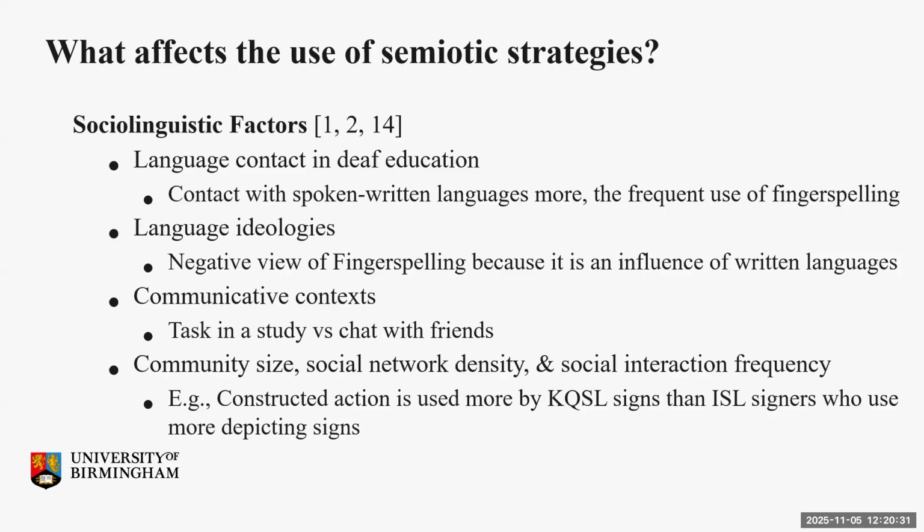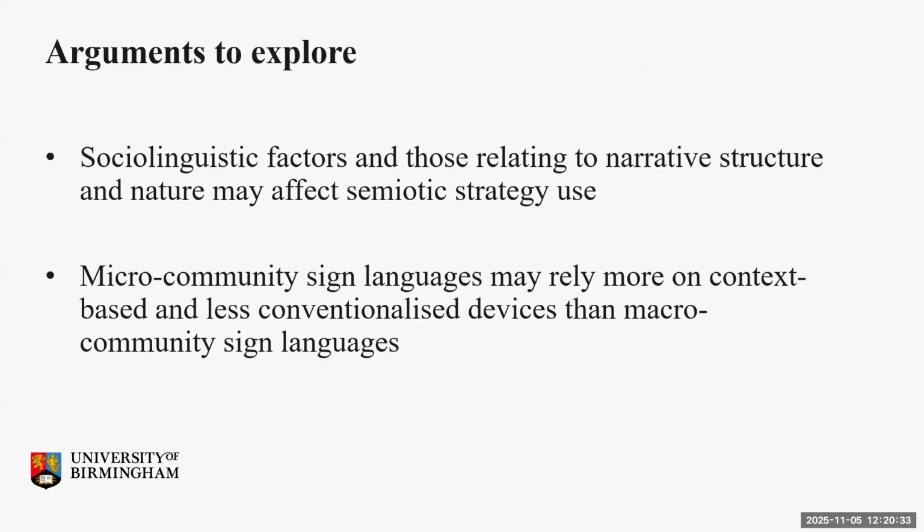Right. So we have a couple of arguments to explore here. First is that the sociolinguistic factors and those relating to narrative structure and nature might affect the pattern of semiotic strategies. And the second one is that micro-community sign languages may rely more on context-based and less conventionalized devices than macro-community sign languages. And keep in mind that this community uses both a micro-community sign language and a macro-community sign language.